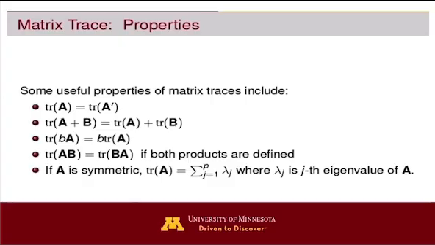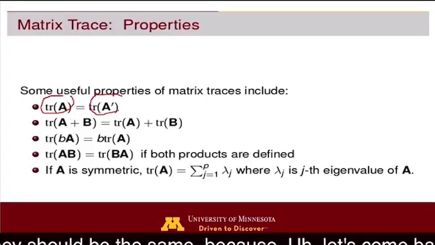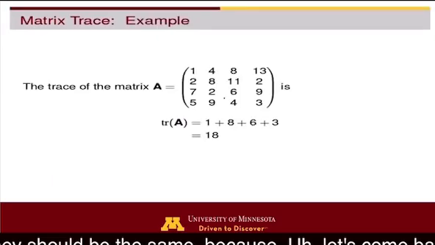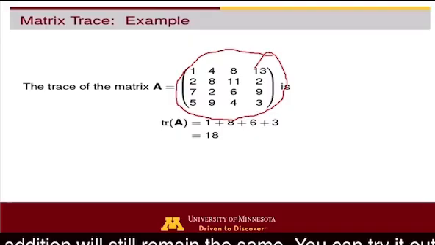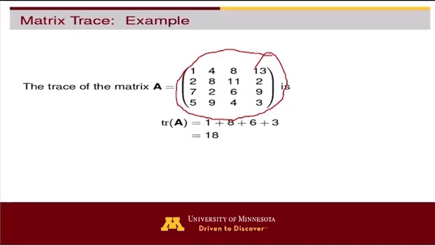Okay, please pay attention. If I have a matrix A, I find the trace of A, and I find the trace of the transpose, they should be the same. Let's come back here. If I find the transpose of that, the elements in the diagonal, even if they change, the addition will still remain the same. You can try it out. It's going to be the same. So that's why this is already verified.